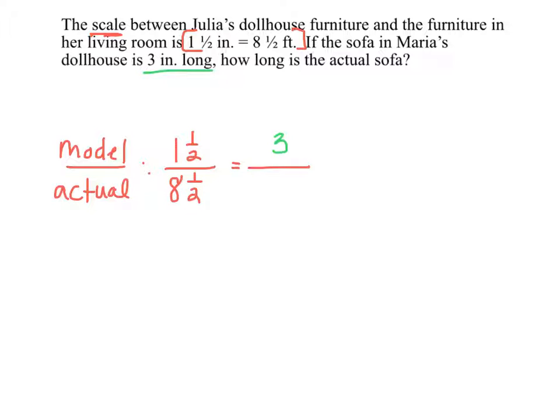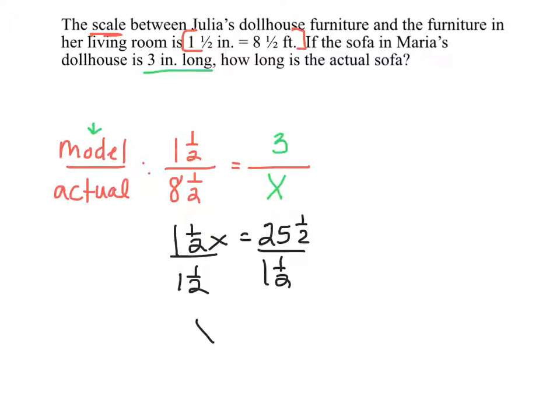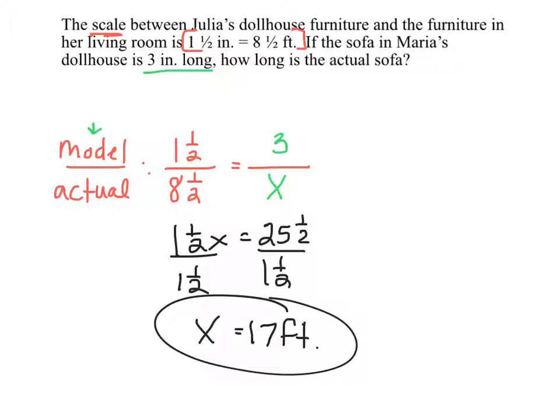They give us that Maria's dollhouse sofa is 3 inches long, so my 3 is going to go on the top since that's the dollhouse, which is the model, and I'm looking for the actual sofa. From here, I'm going to cross multiply. 1.5 times x is 1.5x. 8.5 times 3 is 25.5. I'm going to divide both sides by 1.5, and I get x equals 17, or 17 feet is the length of Maria's sofa.